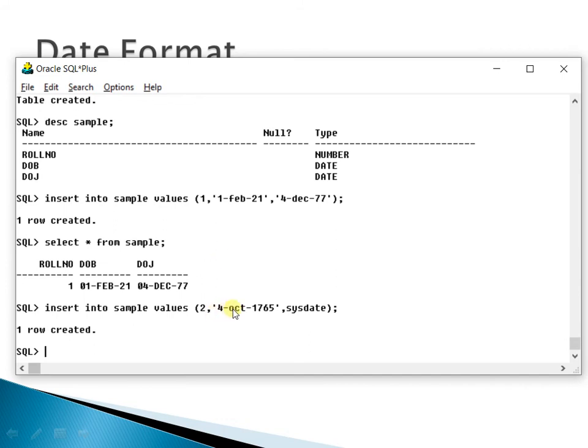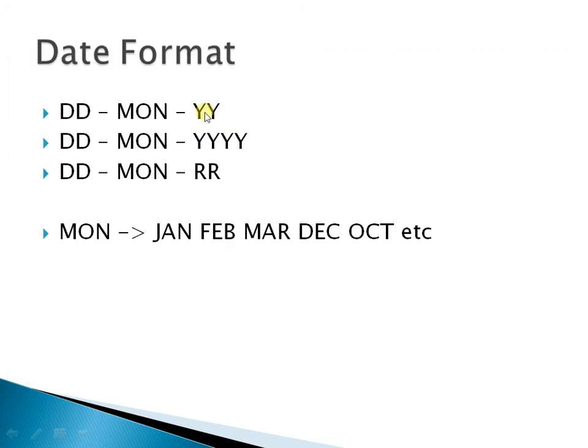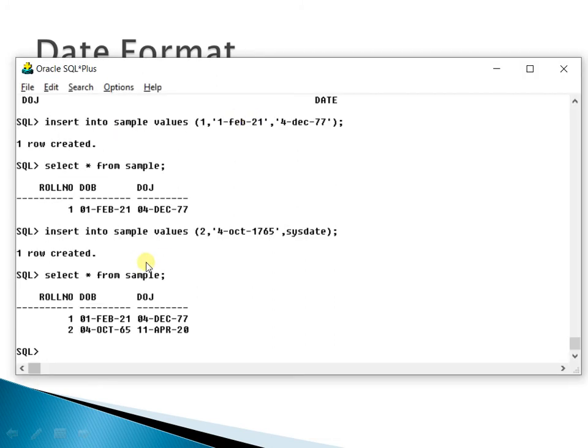Please remember that you cannot enter a number in this. I will show you just now. Select star from sample. What you can see is 4th October 65. You entered 1765, but it is showing 65. It is because the default format is DD-MON-YY. Very soon we will see the full date. And for sysdate, you can see today's date has come. Sysdate is entered without quotes, please remember. Whenever you are entering a value through any function, you don't have to give quotes.